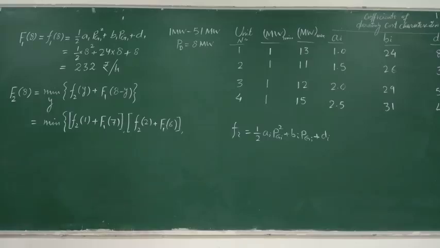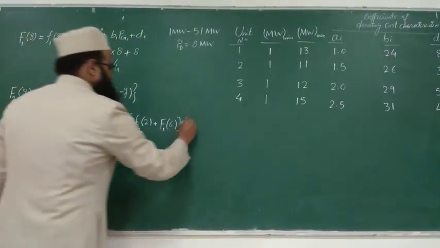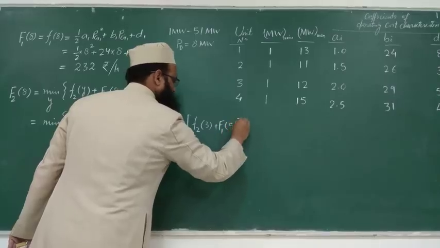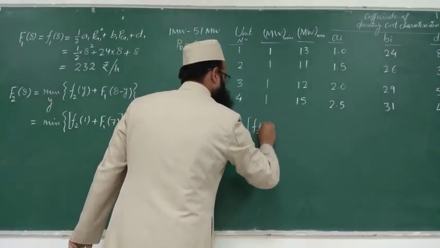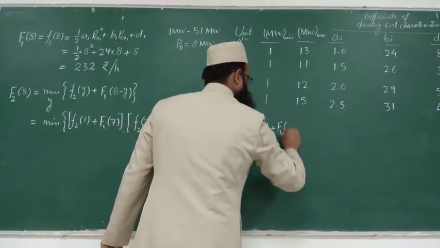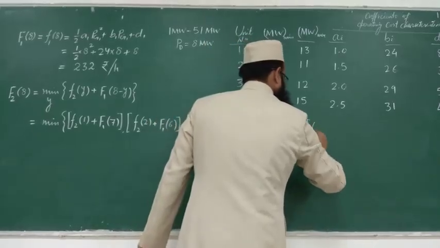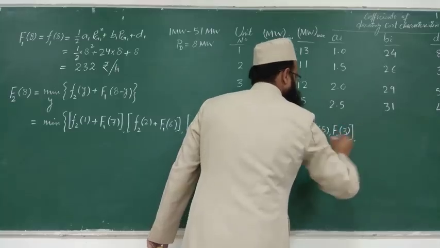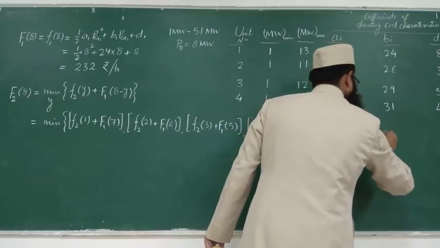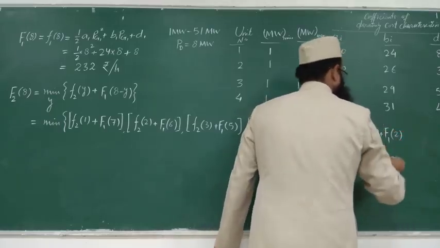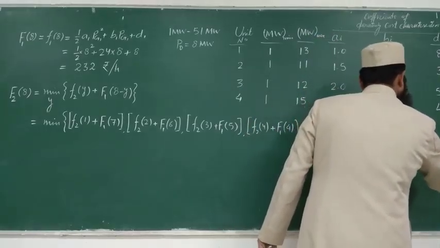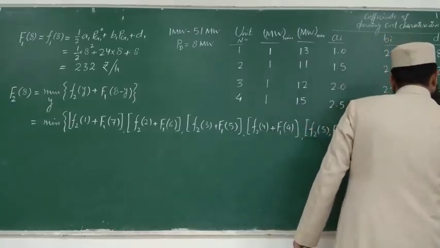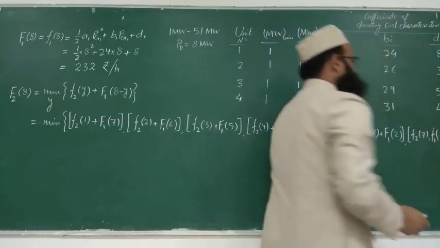So write all combinations. I am writing here. So next will be F2(3) plus F1(5), and next will be F2(4) plus F1(4), F2(5), F1(3), F2(6) plus F1(2), then F2(7), F1(1).